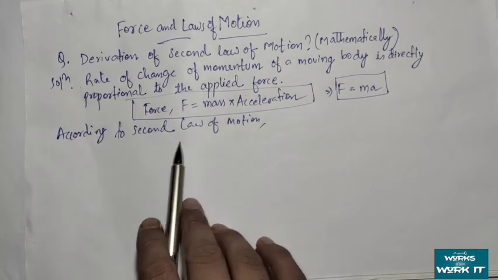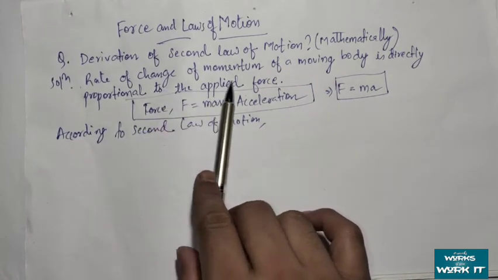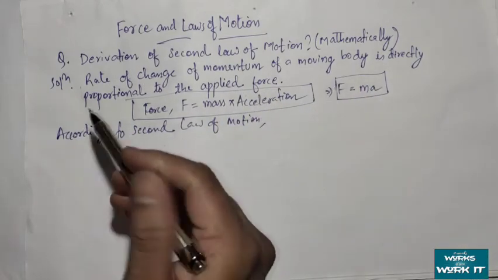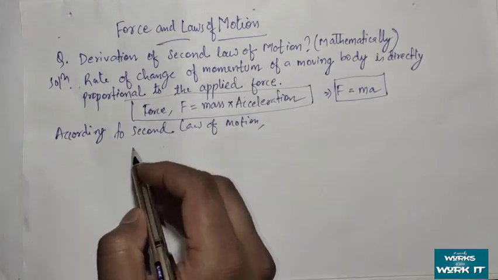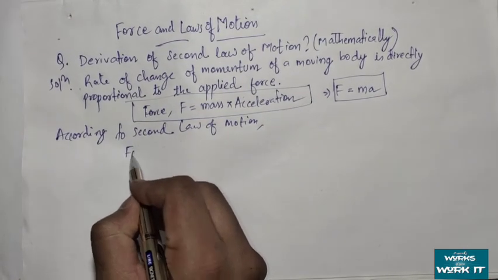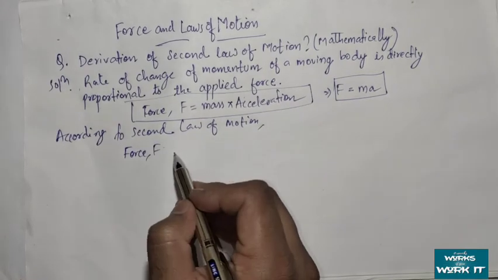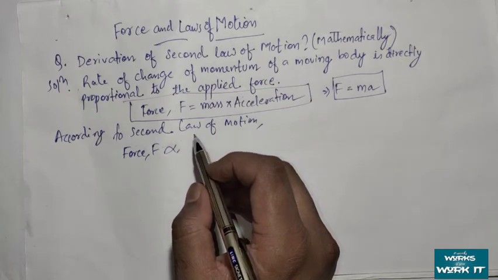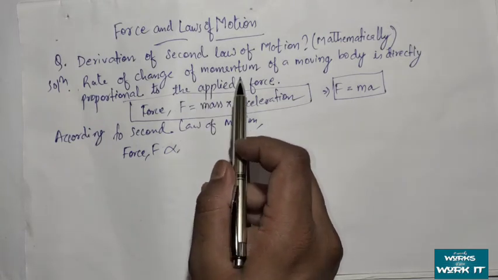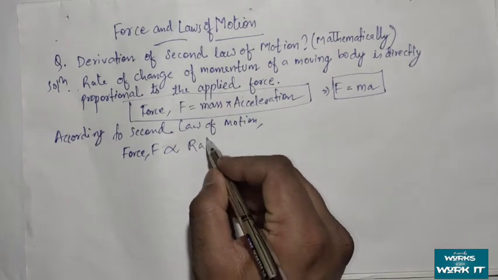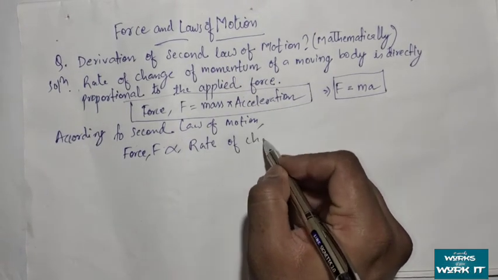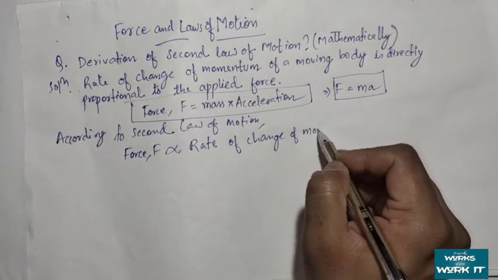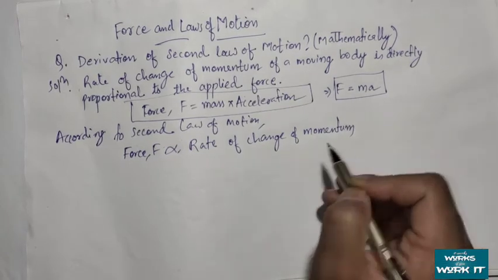According to the second law of motion, the rate of change of momentum of a body is directly proportional to the applied force. So instead of this statement, we can write that the applied force F is directly proportional to the rate of change of momentum.